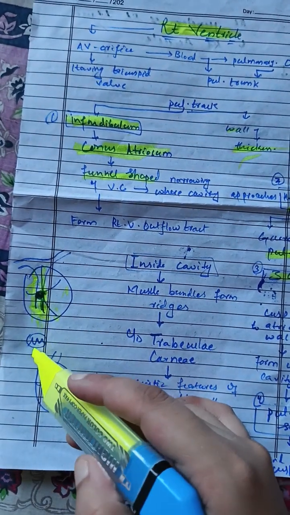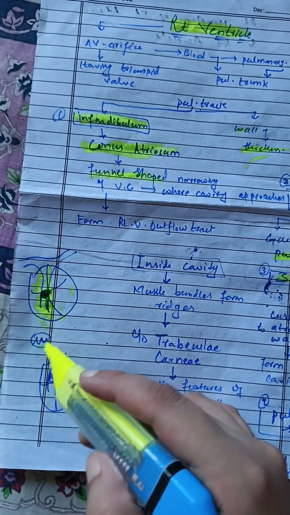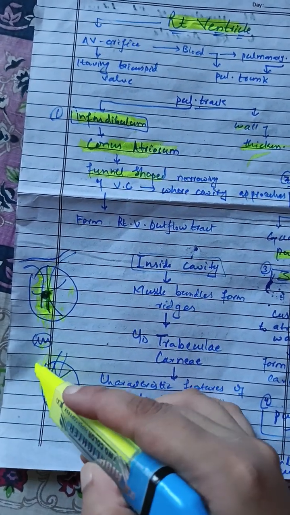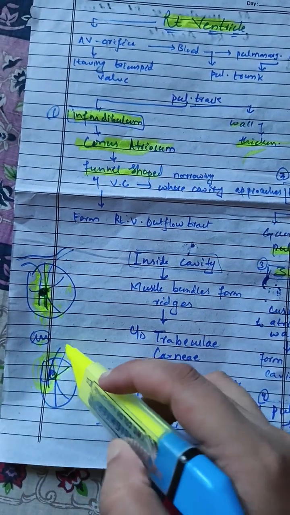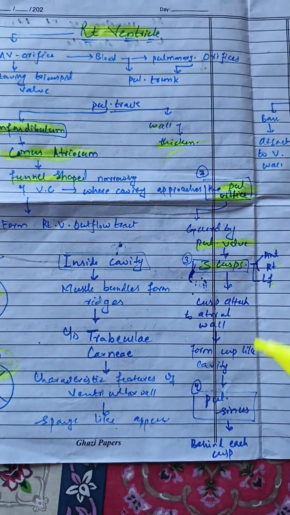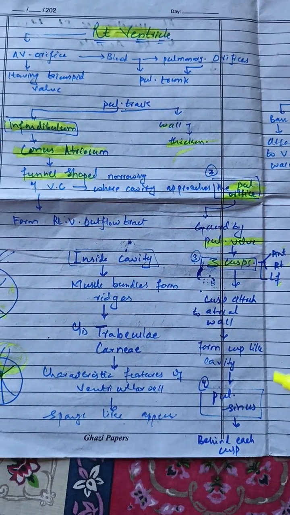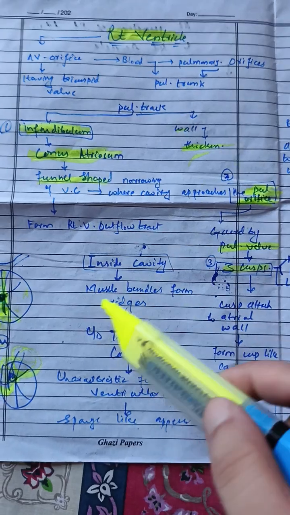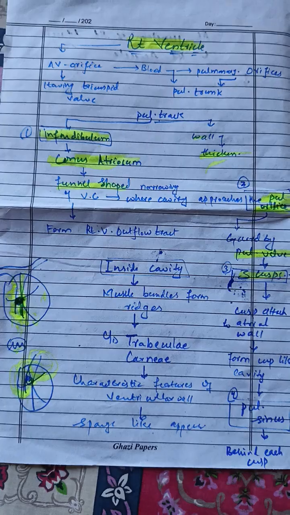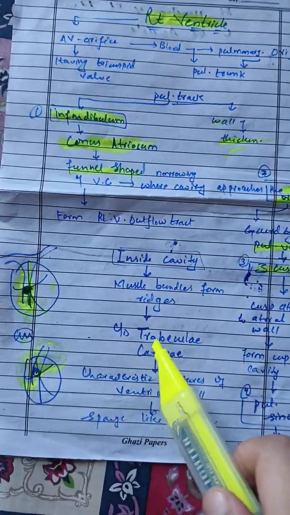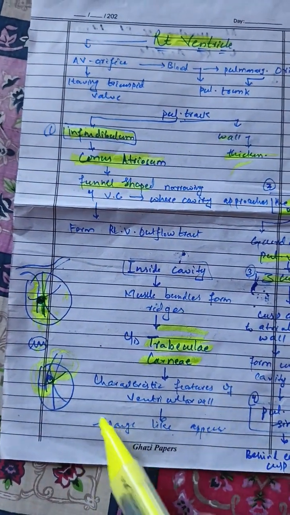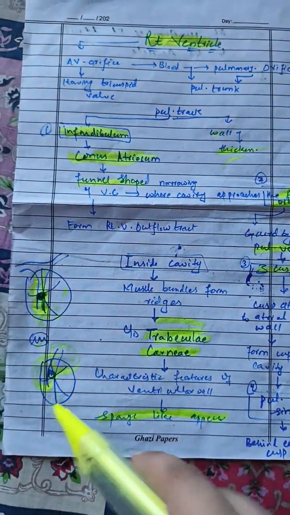In the atrioventricular orifice there is a tricuspid valve, and the three cusps of this valve are attached to the wall of this right atrium. The cusps form a cup-like cavity called the pulmonary sinus. Inside the cavity, the muscle bundles form ridges, which are called trabeculae carneae, and these give a sponge-like appearance to the ventricular cavity.